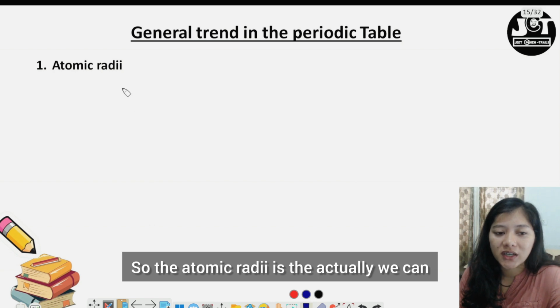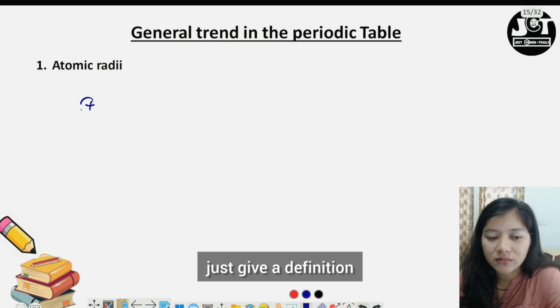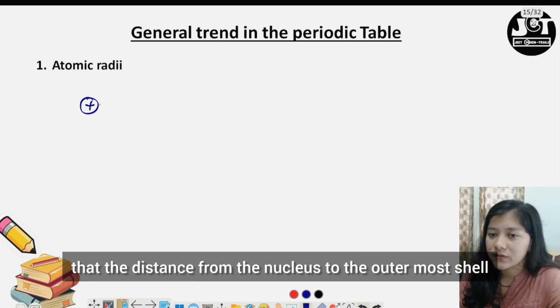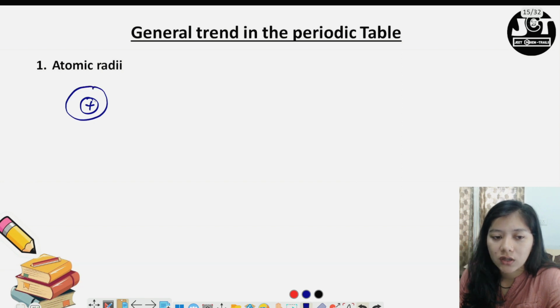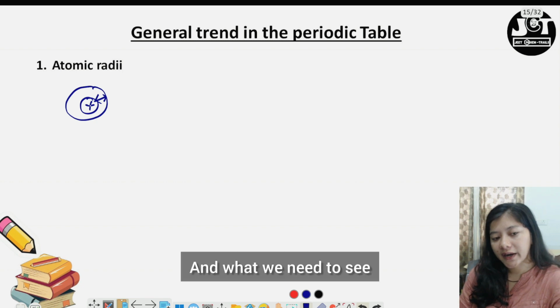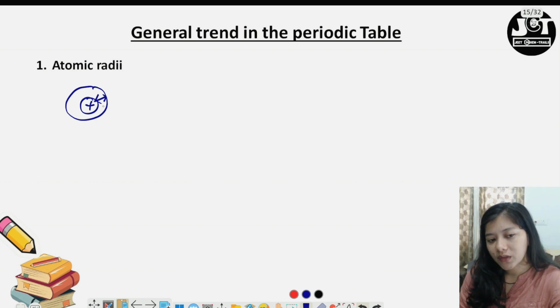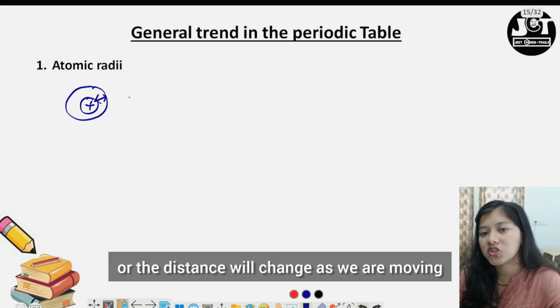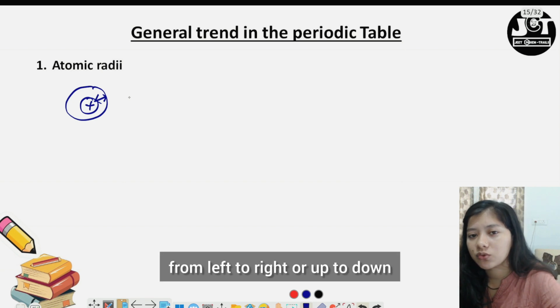The atomic radii is, actually we can just give a definition, the distance from the nucleus to the outermost shell, we call that the radius. And what we need to see is how this radius or distance will change as we are moving from left to right or up to down.